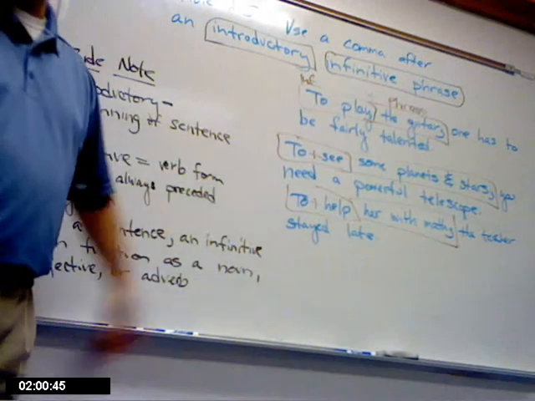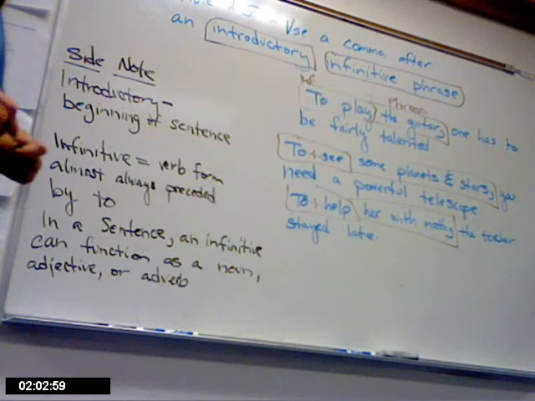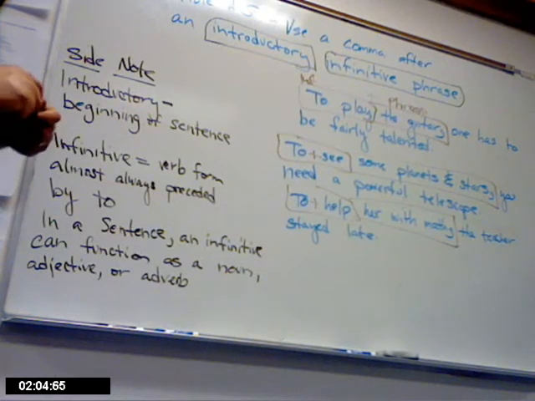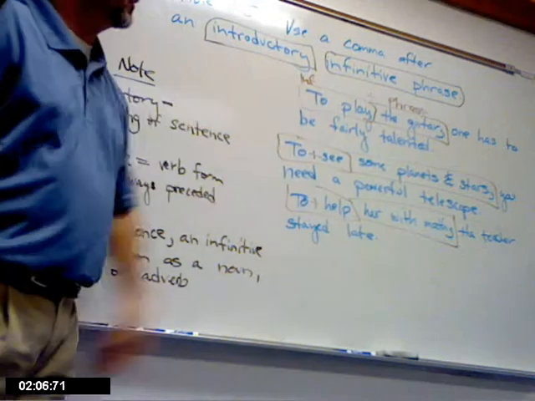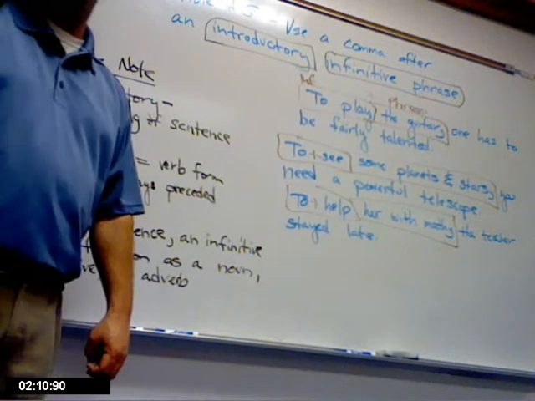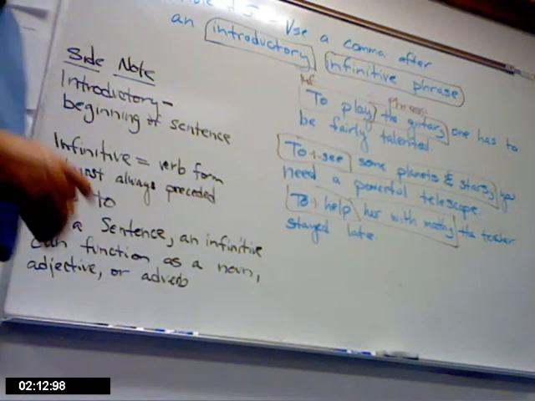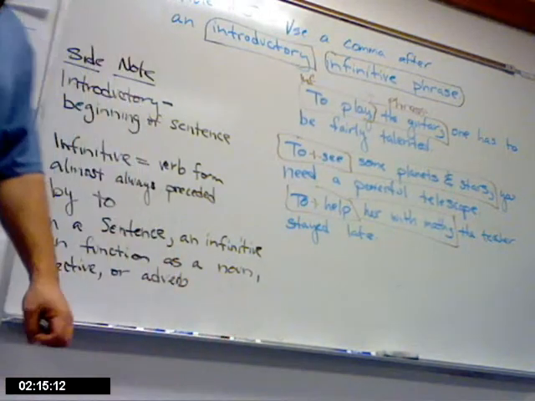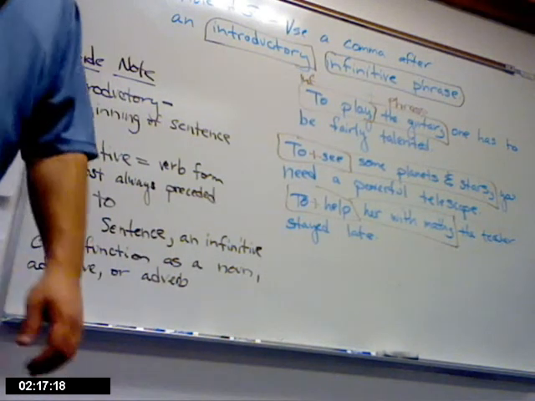It may not have to, maybe a situation where there isn't a to, but at the beginning of the sentence, more than likely it's going to have to plus the verb, to play the guitar, comma, to see some planets and stars, comma, to help her with math. So an infinitive phrase at the beginning of a sentence needs to be set off by a comma.